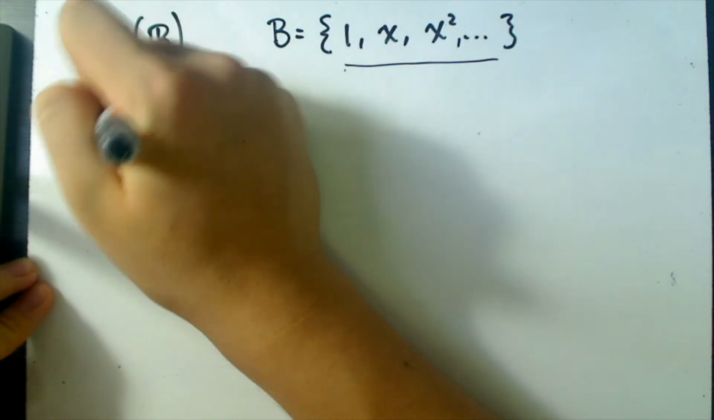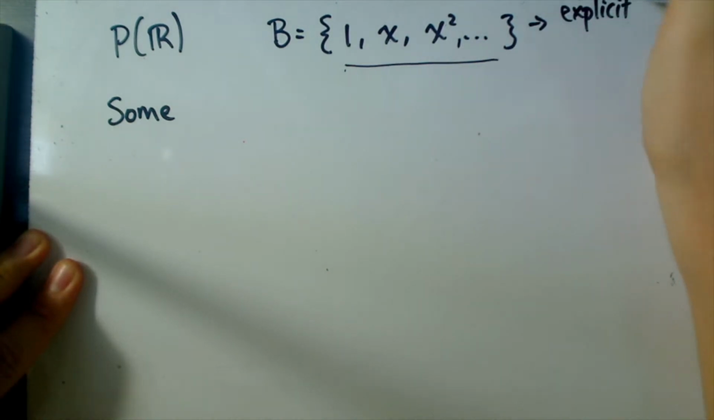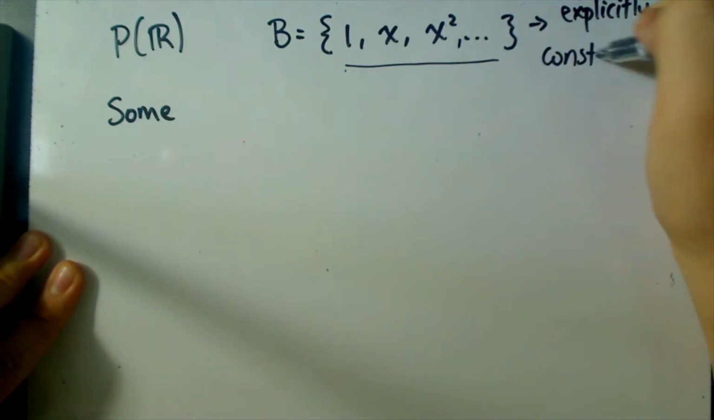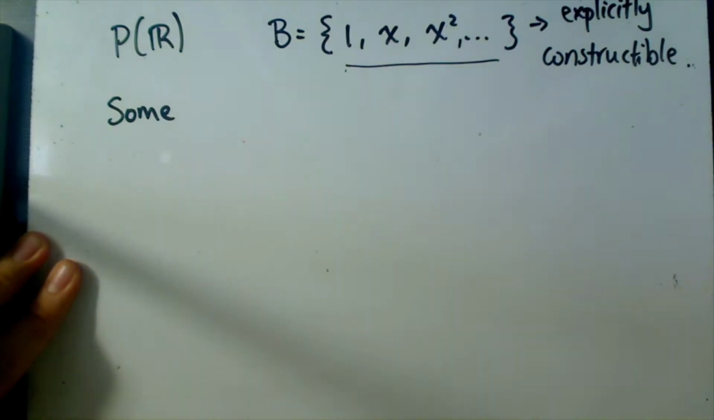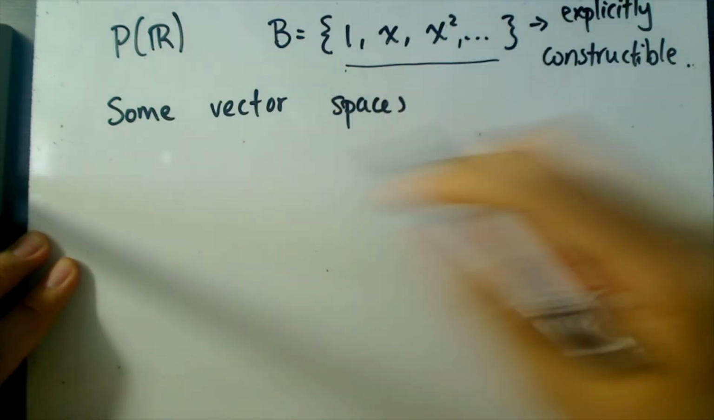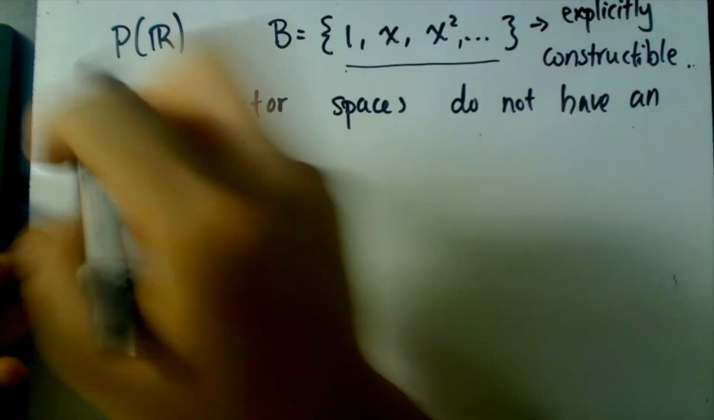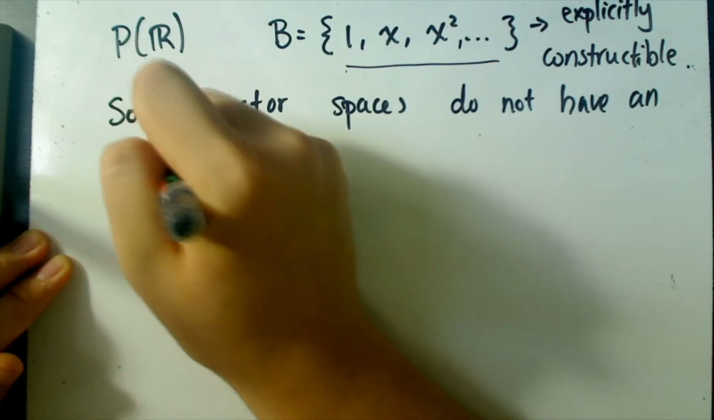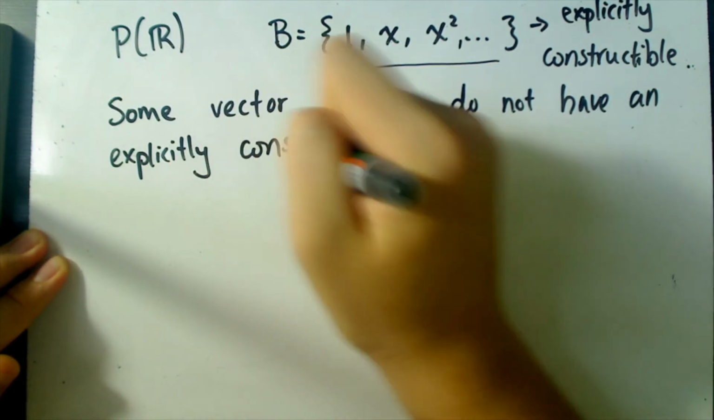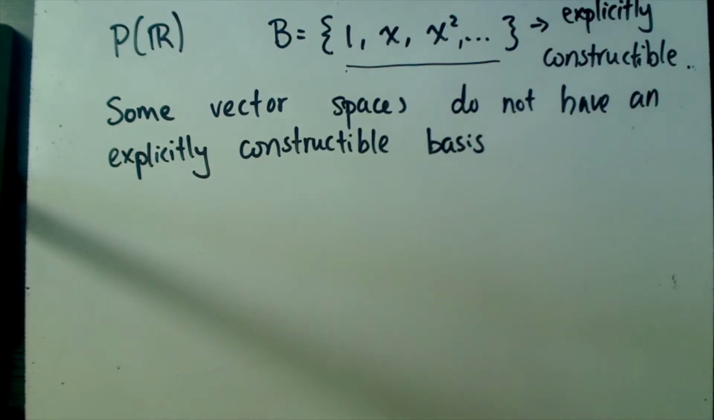But some infinite dimensional vector spaces do not have an explicitly constructible basis, meaning that there is no systematic way of writing down the entire list of basis vectors.